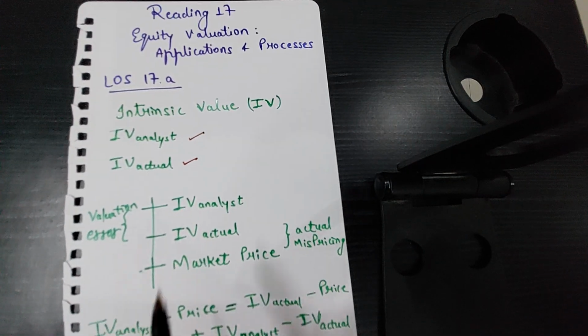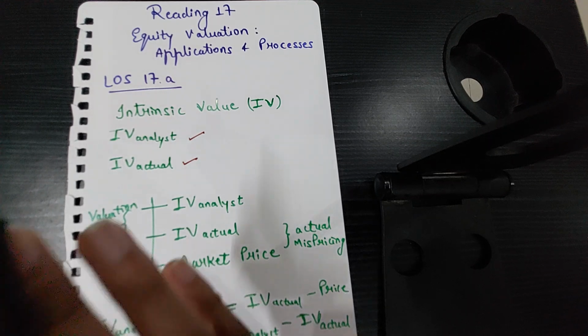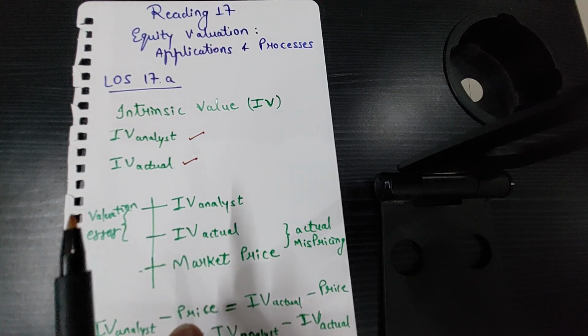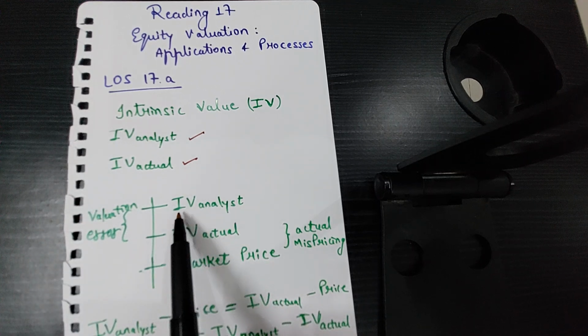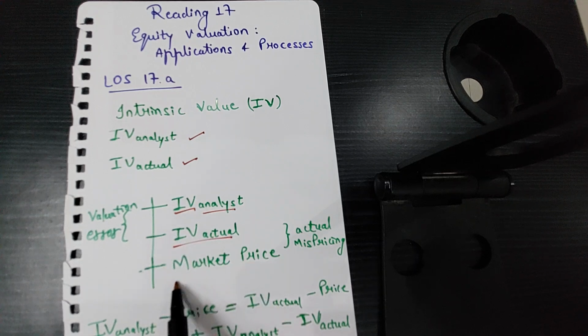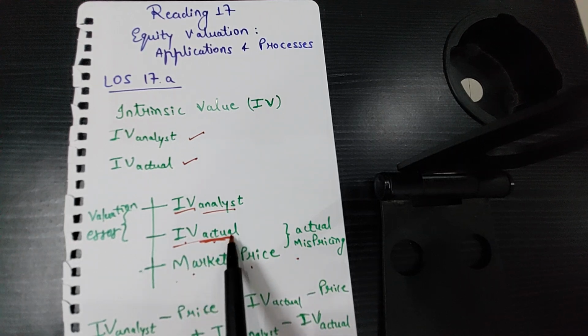Now we know that the markets are not perfectly efficient in terms of information. Because of that, the market price will not always be equal to the intrinsic value of that stock. So there is the intrinsic value derived by the analyst, then there is the actual intrinsic value, and then there is the market price. The difference between the actual intrinsic value and the market price is the actual mispricing, because this is the actual intrinsic value.